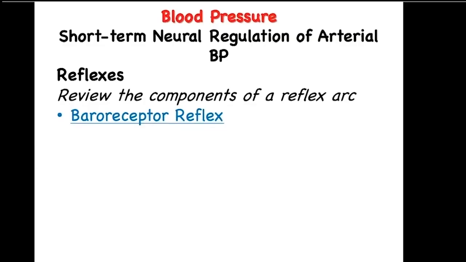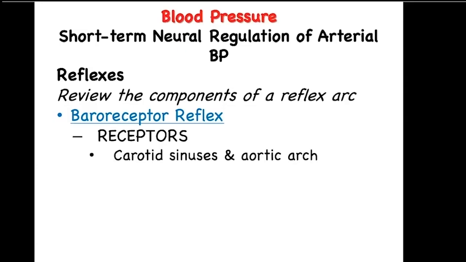Baroreceptors are mechano or stretch receptors, and they monitor blood pressure. The main baroreceptors are located within the carotid sinuses and the aortic arch. The stimulus for the baroreceptors is an increase in blood pressure. Remember, these are stretch receptors.